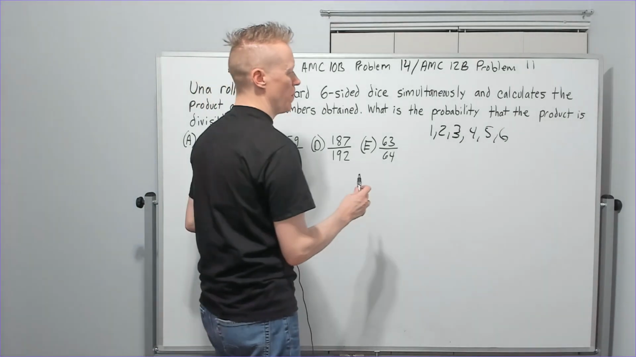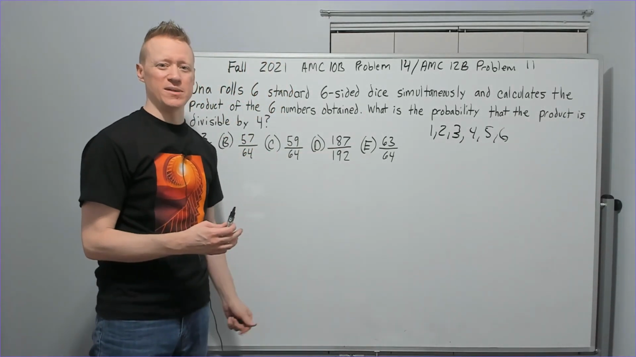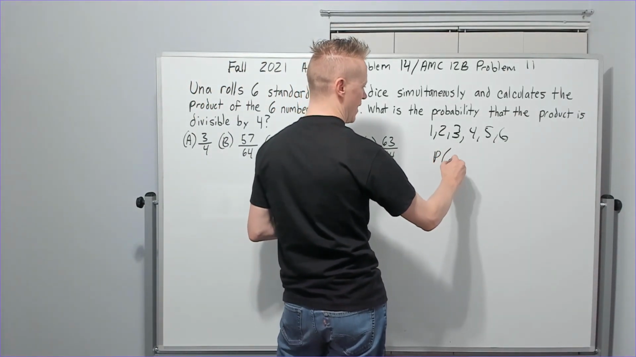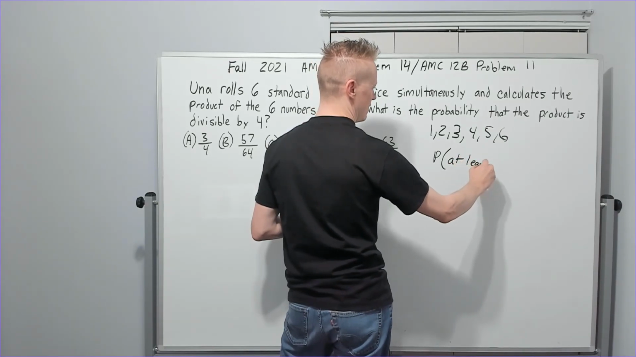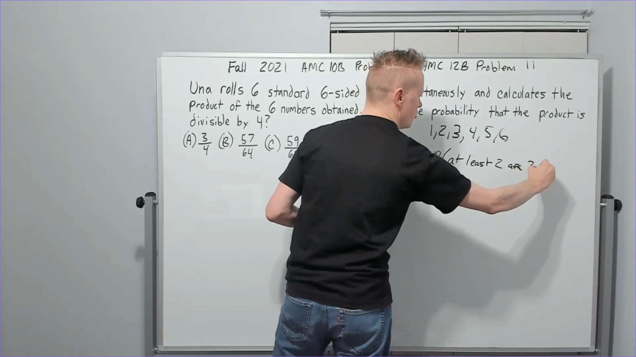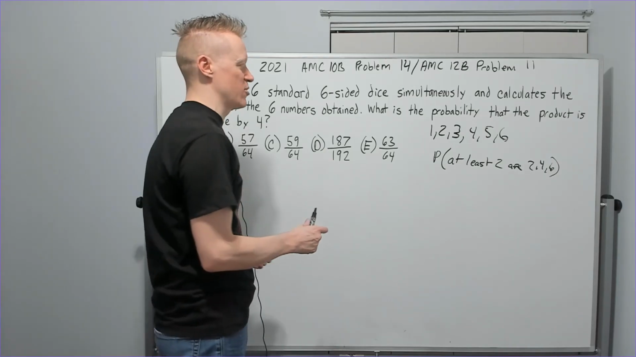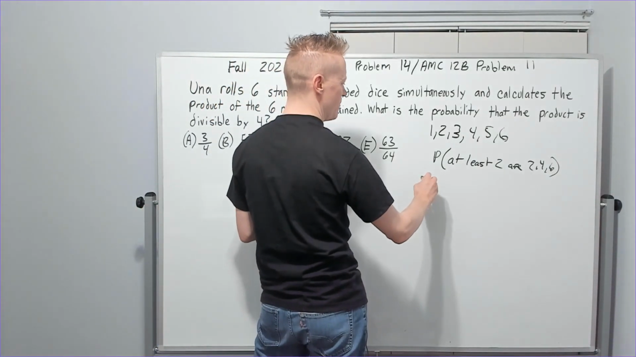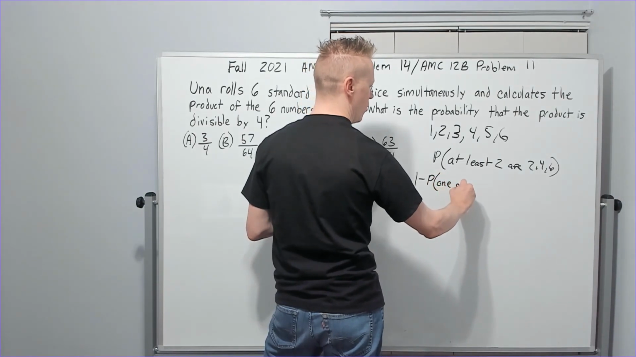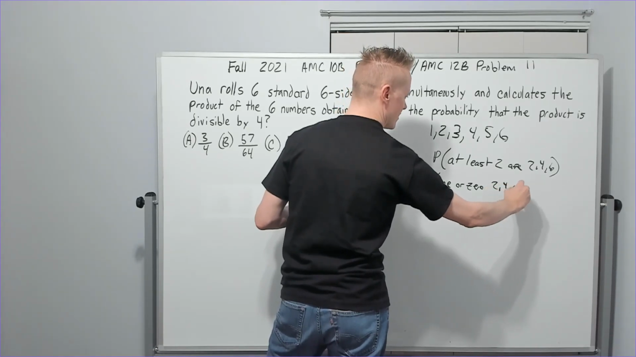How I thought about it right then was more careful, got rid of the trap answer and got the correct one. So the first thought was to be divisible by 4, I'm going to need 2 of the rolls to be even. So I'm kind of thinking probability at least 2 are 2, 4, or 6. Okay, and you might have done this too, and you might have got the same trap answer I got. Well, this is the same thing as 1 minus the probability of 1 or 0 2s, 4s, 6s.